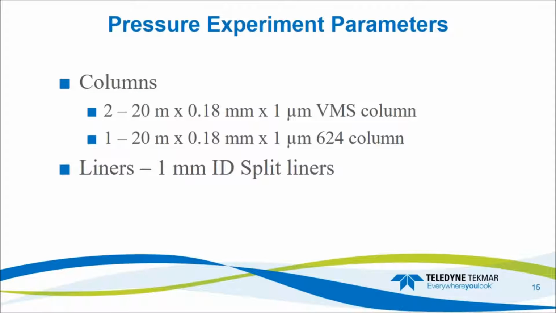The columns we used were a 20 meter, 0.18 millimeter ID, 1 micron film thickness VMS, and another one we used was a 20 meter, 0.18 millimeter ID, 1 micron film 624 column. The liners for this one were all a 1 millimeter ID split liner.